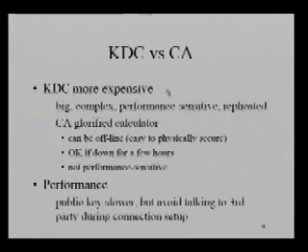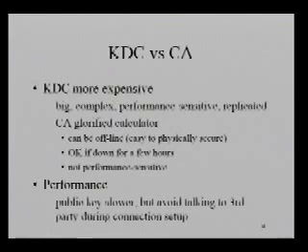The KDC solution is going to be more expensive because it's a big, complex, performance-sensitive, replicated box, whereas the CA is just a glorified calculator. When you hire a new employee, like you make them a badge, it would be okay if it took a couple minutes to make this certificate. It can be offline and locked in a vault and just taken out once a week in order to create the new user accounts for the new employees.